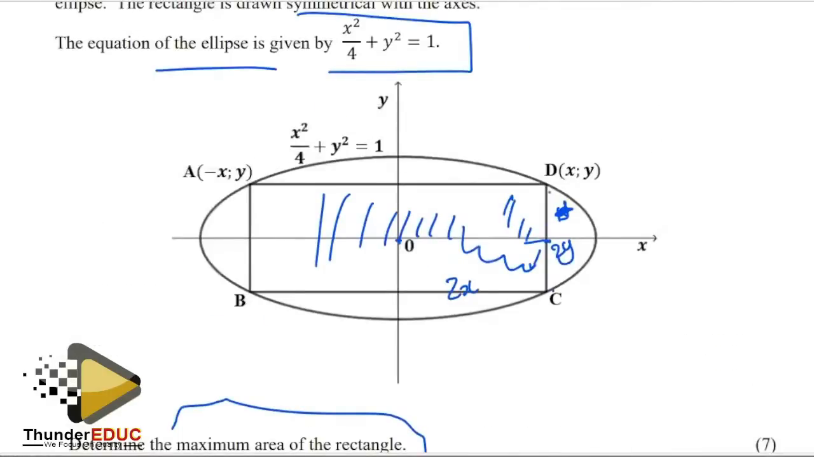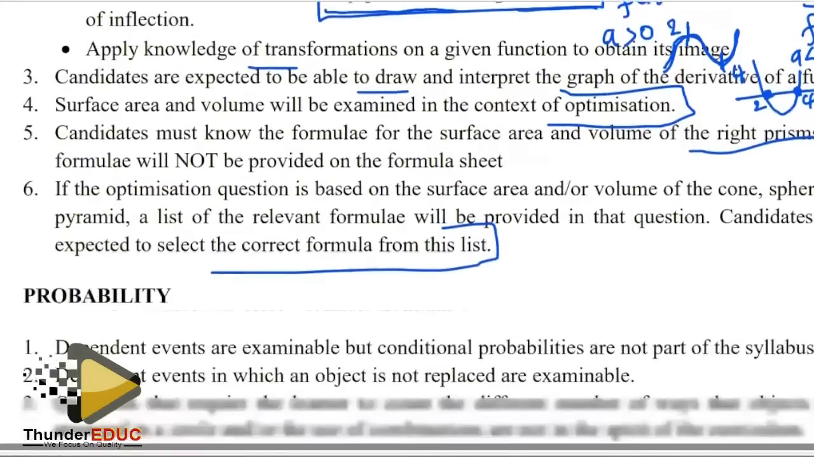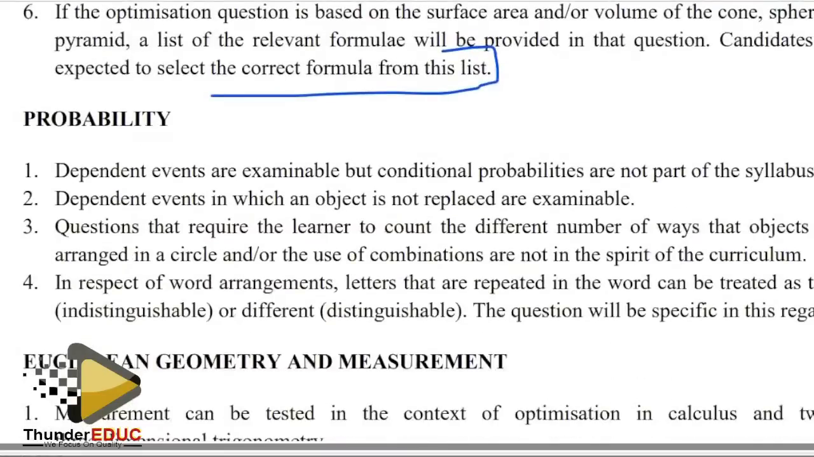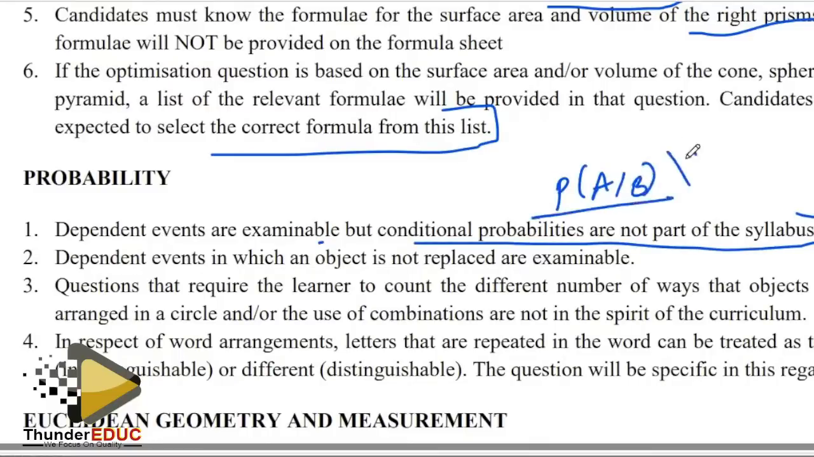All right, then I'm moving on to the last aspect, which is probability or counting principles. So with this, we need to know what we call the dependent events. Okay, but we're not going to use conditional probability. I don't even want to discuss that, where they tell you probability of A given that B has already occurred. This is out. Just dependent. Dependent events in which an object is not replaced. This normally comes under the tree diagrams. Let's say you're picking marbles or you're picking sweets from a bag and then you don't replace the sweets.